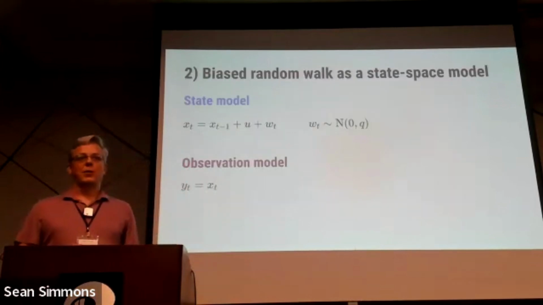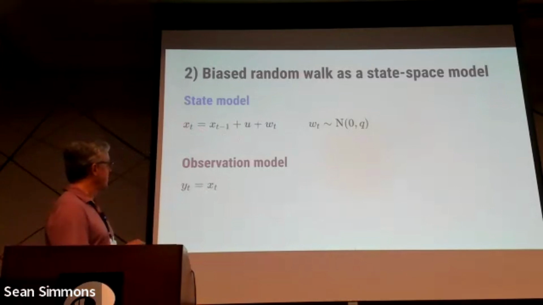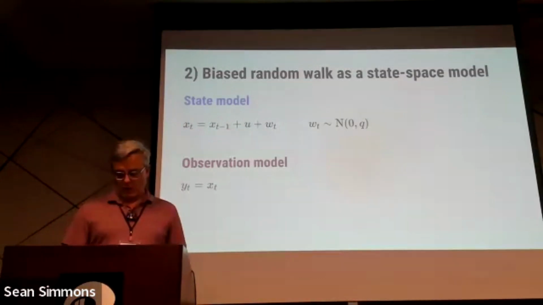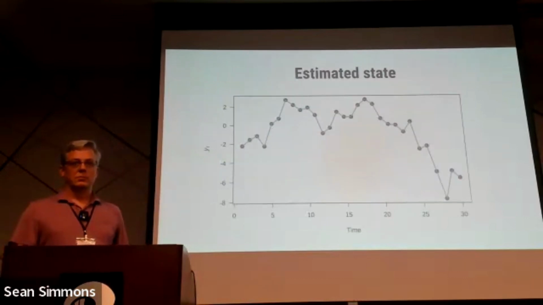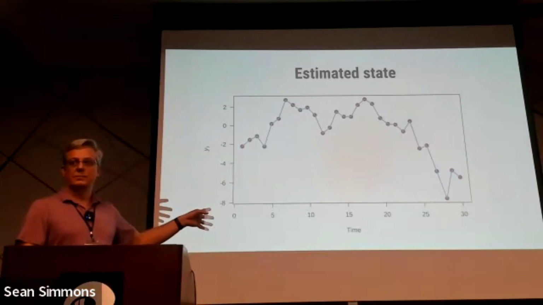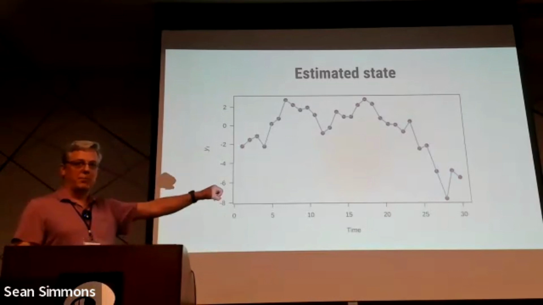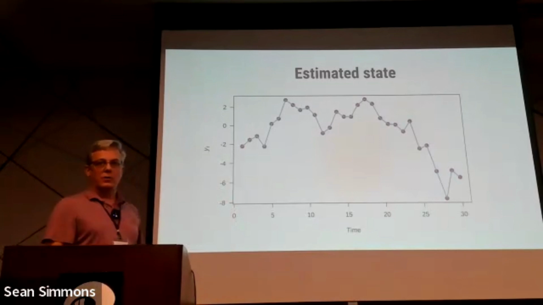Okay, now let's think about our biased random walk as a state space model. So here's our state model. Got a bias term. It's a function of yesterday. And our observation model is super simple. It just says the observations are the state. There's no observation error right here. So let's fit that model to the data and see what we get. There it is. It fits perfectly. I'm done. Good night, mic drop. Okay, so now the question is, what do our errors look like here?